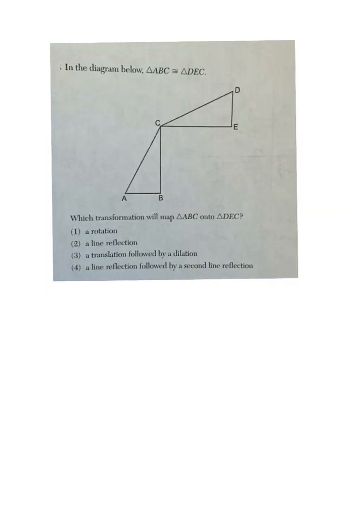All right, well, hopefully you remember this from one of the last videos. It says which transformation will map ABC onto DEC. And if we just draw a line and reflect, you'll see that A will go to D. And we should see that B will go to E. Okay, so it is a line reflection.